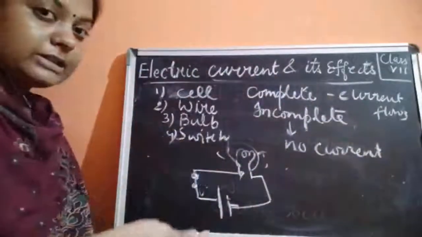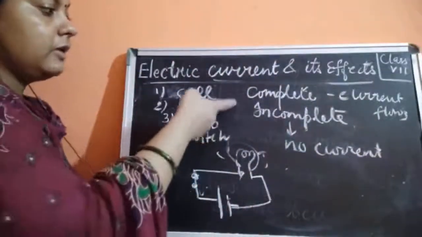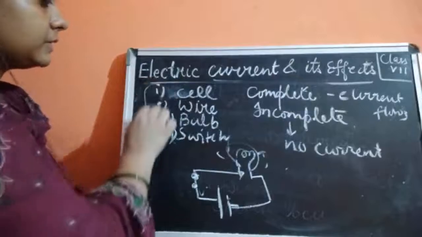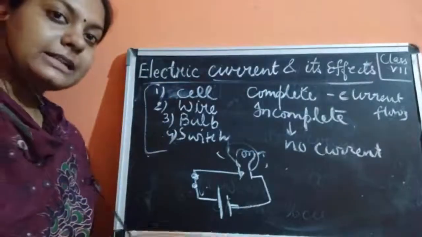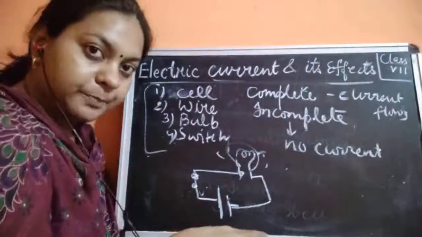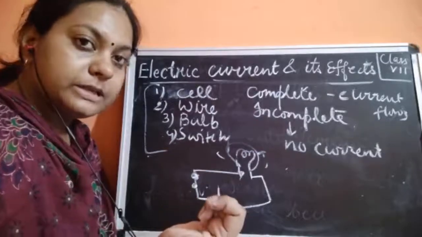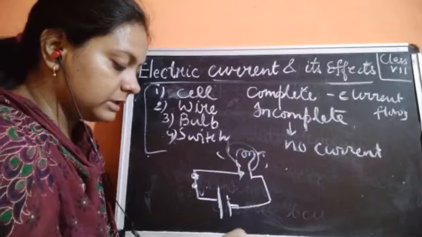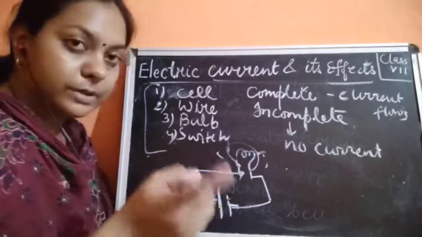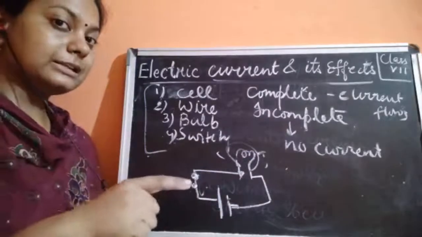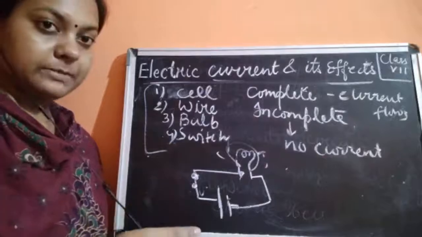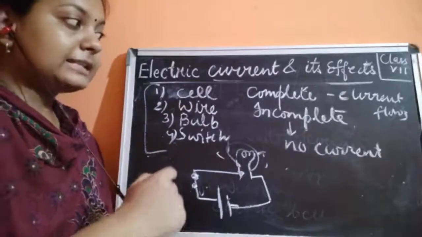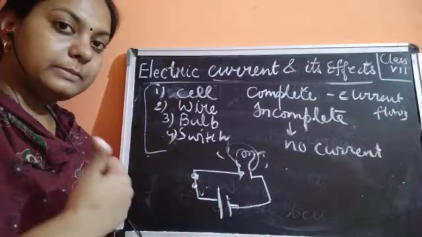Now, how is it that the current is flowing? Because all these components of the circuit are present, that is why the electricity is flowing. And if electricity is flowing, it means that it is a complete circuit. These were all taught to you in class 6, but still it is a requirement of this chapter, that is why I am telling you here again.